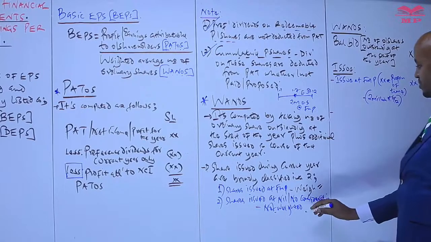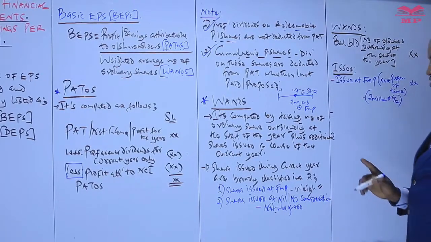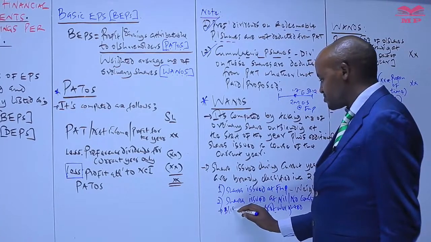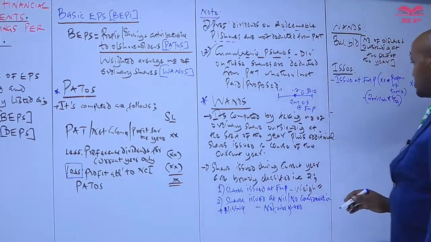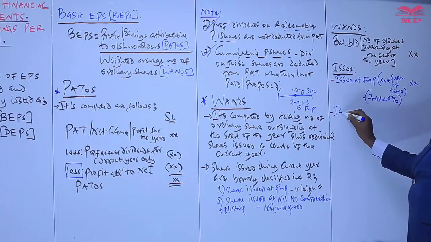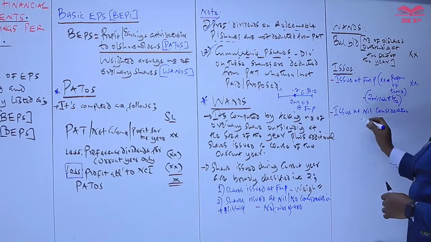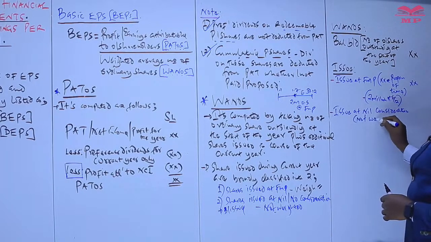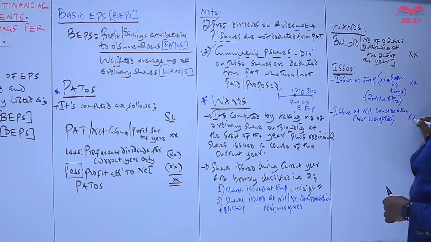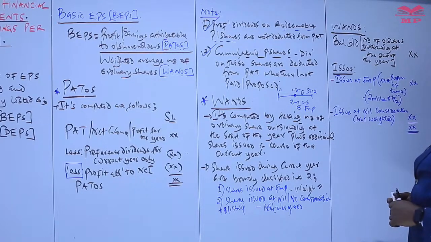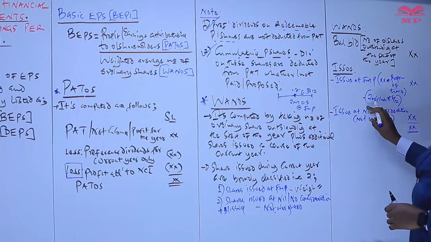But on the other hand, those particular shares which are issued at nil consideration or free of charge, and a good example of this is a bonus issue, are not weighted on time basis. So we have issue at nil consideration, and basically what we are saying is that these shares are not weighted on time basis. In other terms, you don't multiply them with the proportion of time they were held during that year.